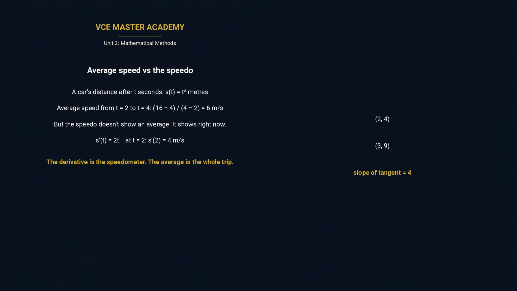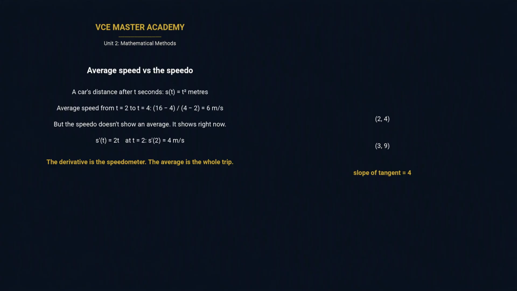So where does this actually turn up? Speed. Say a car's distance from its starting point after t seconds is t squared meters. Between 2 seconds and 4 seconds, it travels from 4 meters to 16 meters. That's 12 meters in 2 seconds. So the average speed over that stretch is 6 meters per second.